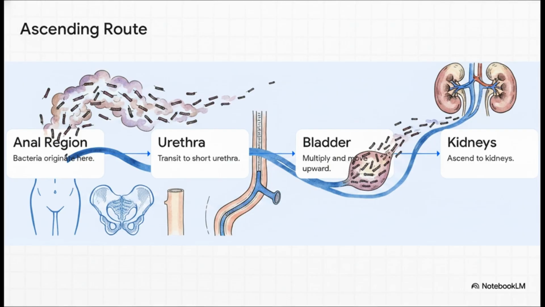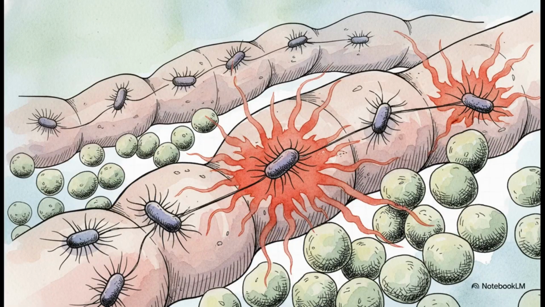Now, for the life science students tuning in, let's actually look at the cellular mechanics here, the pathophysiology. How do these bacteria hold on against the strong flush of urine? Well, they possess these incredible microscopic grappling hooks called pili or fimbriae. They use these virulence factors to physically bind and latch tightly onto the urinary tract lining.